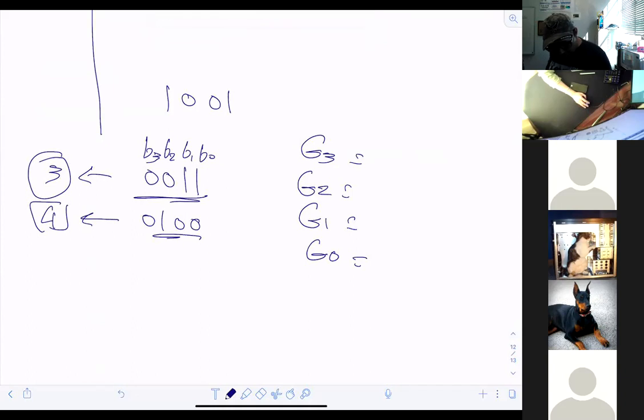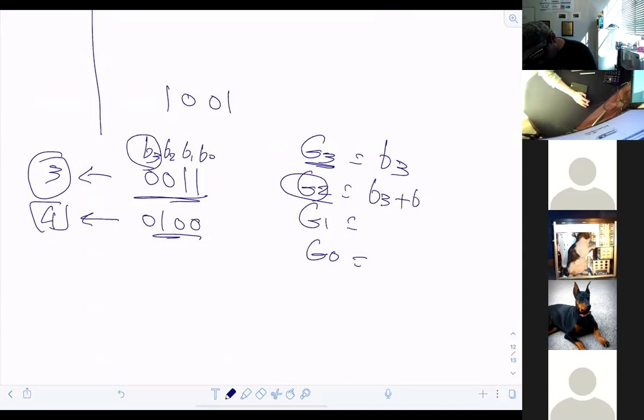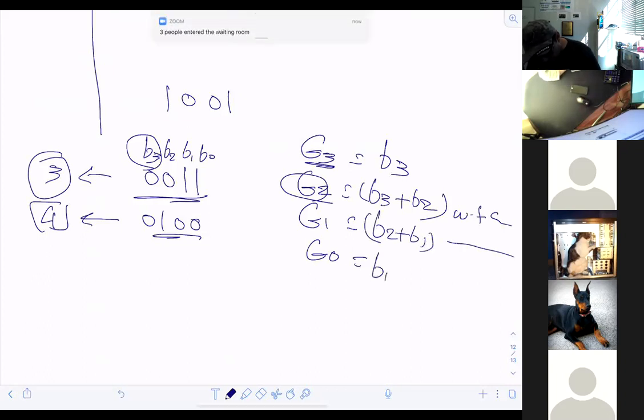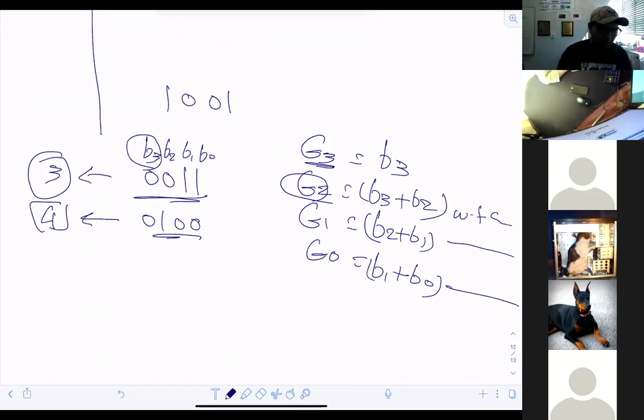So the guy came and said Gray 3 should be B3. So as it is, the most significant bit will be taken as it is. And then neighbors will be added to each other without carry. So what does it mean? That means Gray 2 will be B3 plus B2 without carry. This one is going to be B2 plus B1 without carry. This one will be B1 plus B0 without carry. Let's make a practice, and then next time I will do it one more time.